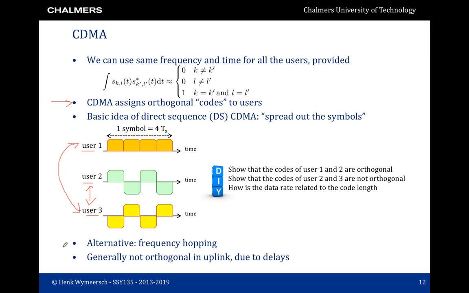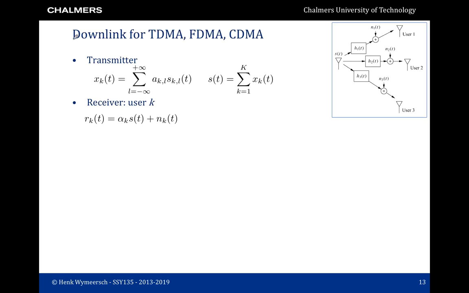Typically, even when codes are designed to be orthogonal, they are often not orthogonal in the uplink due to delays, because the signal of different users will have different propagation delays. Let's look at this in more detail. We start with the easy case, downlink. In downlink, a signal S of t is sent from the base station to all of the users.